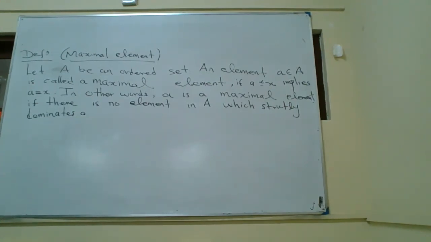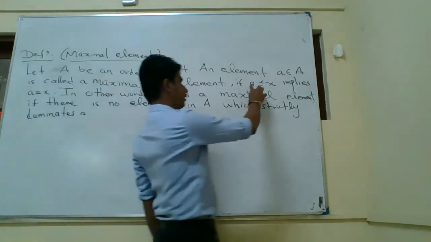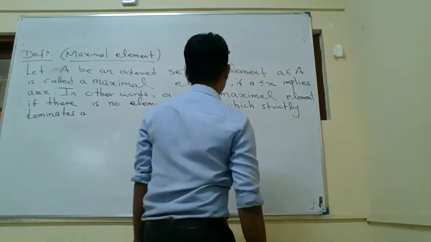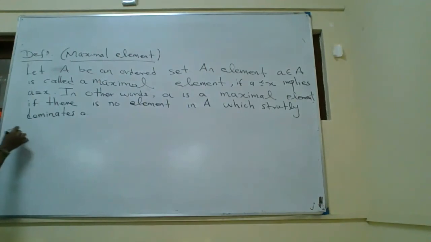Let A be an ordered set. An element a belonging to A is called a maximal element if a precedes x implies a equals x. In other words, a is a maximal element if there is no element which strictly dominates a. For example, you can understand this part also.